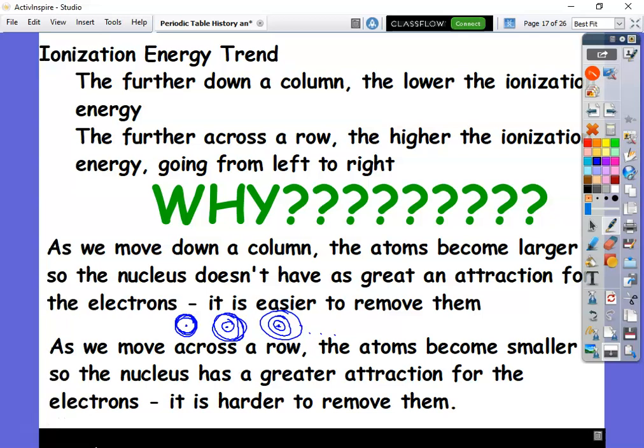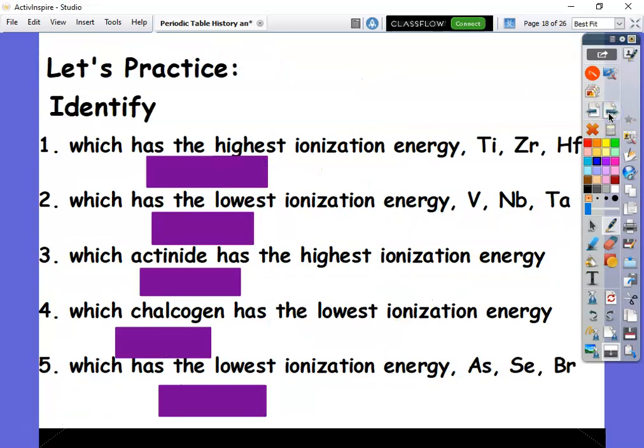The number of energy levels stays the same, but the increase in protons in the nucleus means that the nucleus has a greater attraction for electrons. So it's harder to remove an electron from a smaller atom, like those we see as we go to the right. That nucleus attracts the electron more, so it takes more energy to pull an electron away. Now, I want you to pause the video and take a look at these questions, give them an answer, and then come back and see how you did.